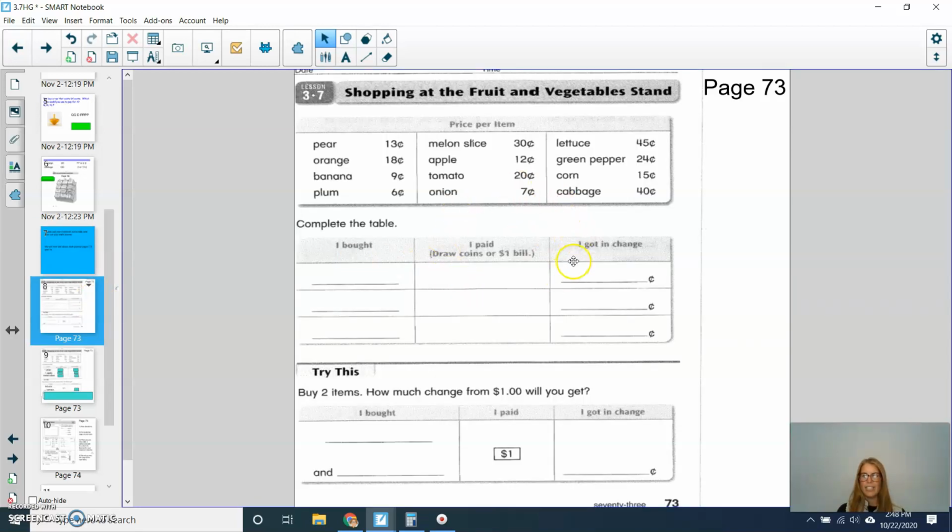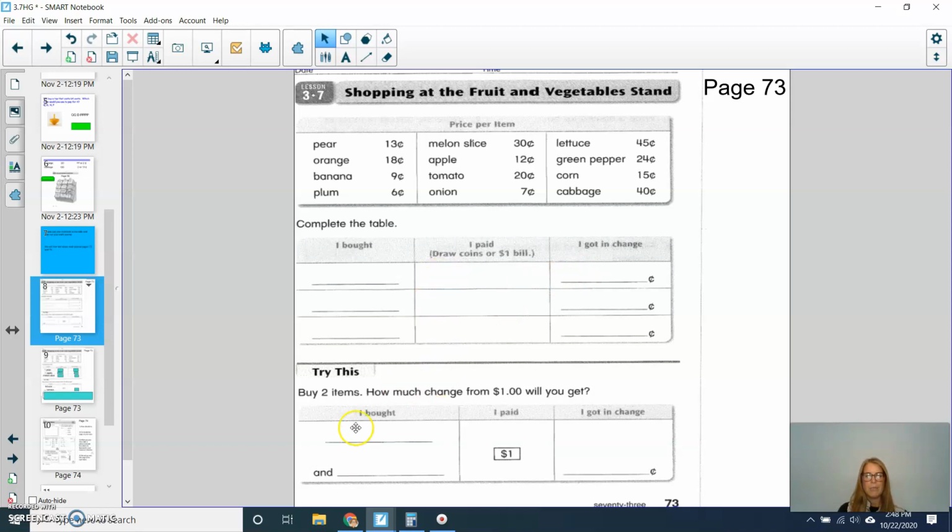So 73 looks like this, where you can see some of the items up at the top of the page that tell us how much each of them are. Then what you're going to do in the top part is you're going to buy 3 different things, and then you're going to tell me how you're going to pay. Now you need to make sure that you're not paying with the exact amount because we want to have change, just like what we did in our practice one.